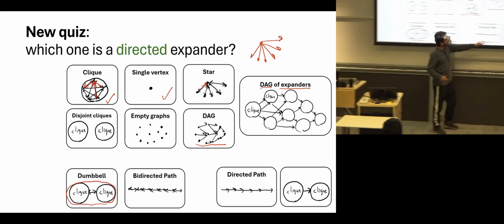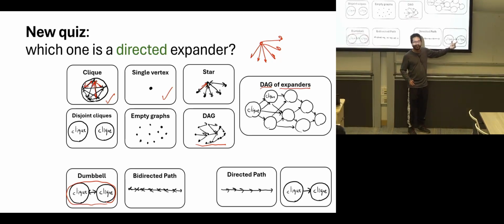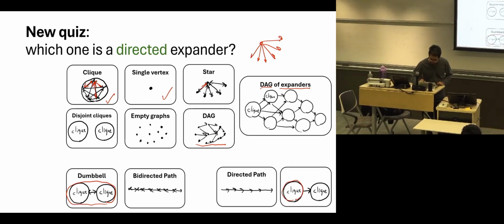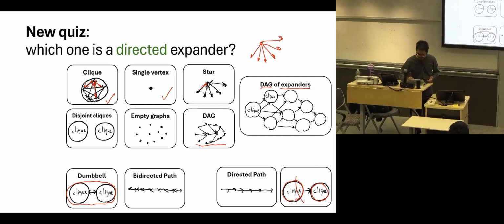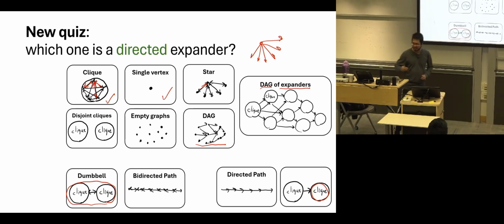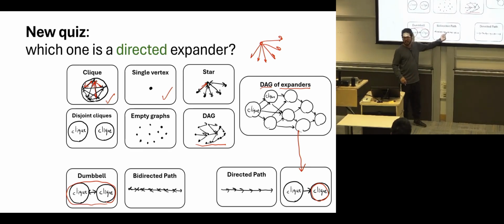On the other hand, if you look at this one, is this an expander? This is an expander now, because they are not in the same component. So this cut, we don't consider it. We only look at each component, and each component itself is an expander. Yeah, it would fall under the DAG again. This is just a special case of a DAG of expanders. Okay. So bidirectional path, is it an expander?